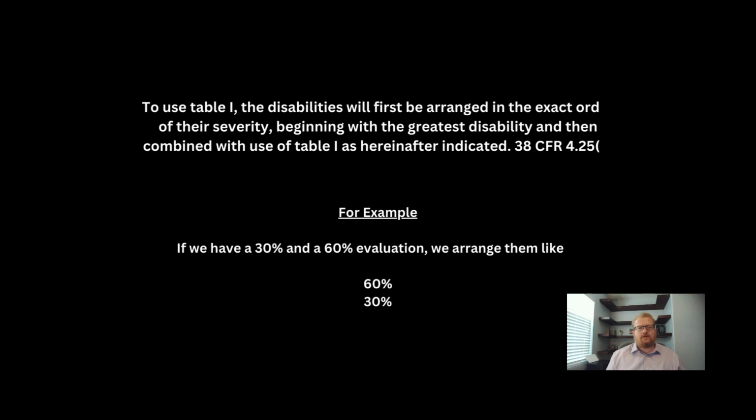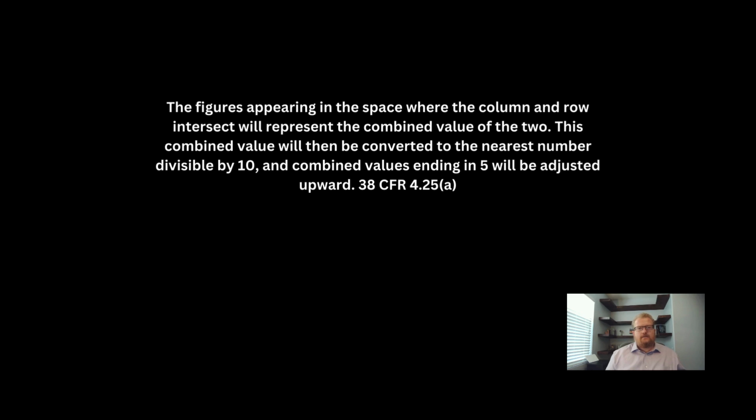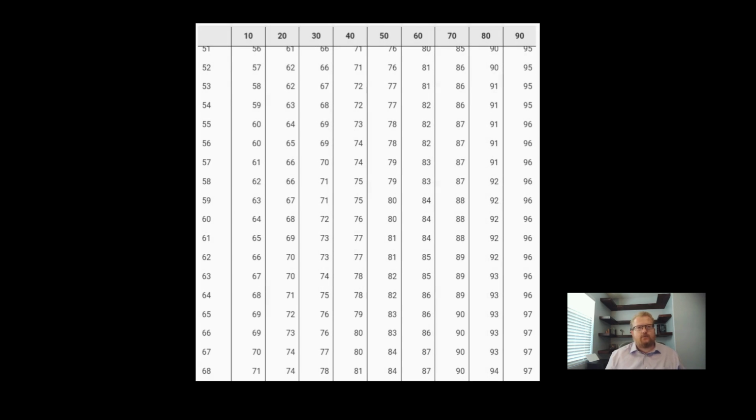To do this, we have to start with the highest disability first, as the CFR instructs us, and then the next highest, and then the next highest. And then once we come to a point where we run out of disabilities to calculate or marry up in the column and the row, we round up or down. Now, that should sound familiar from an elementary school level because we're actually going to follow the rule of rounding up if we're 5 or above, or rounding down if we're below 5. So let's see how this works. Looking at the table, I'm going to utilize that 60 and that 30 that was talked about in the first paragraph.